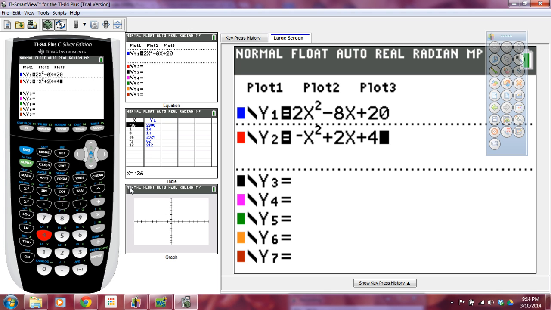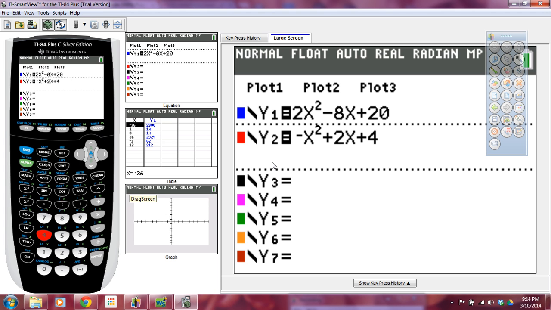If you try to graph these and you get an error message, go back and look at your y2. Make sure that you did a negative x squared and not a minus x squared. You have to use the little negative button. Remember, if you would read it as negative x squared, you put a negative. If you would say minus x squared, you would put a minus. So think of how you would read it. Now we're going to graph these.